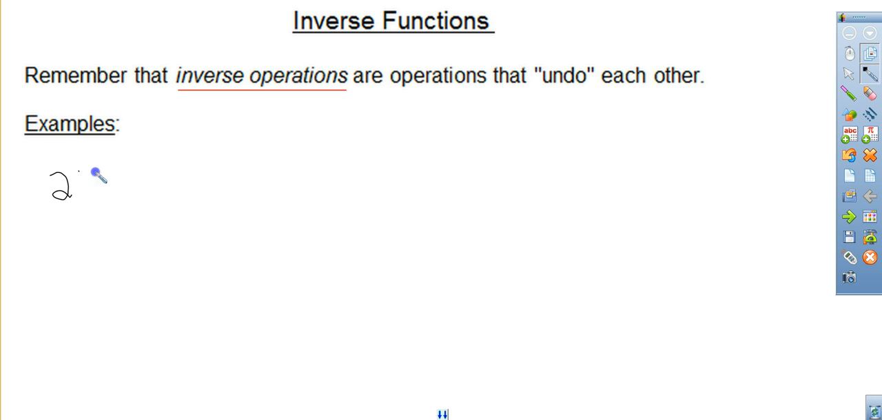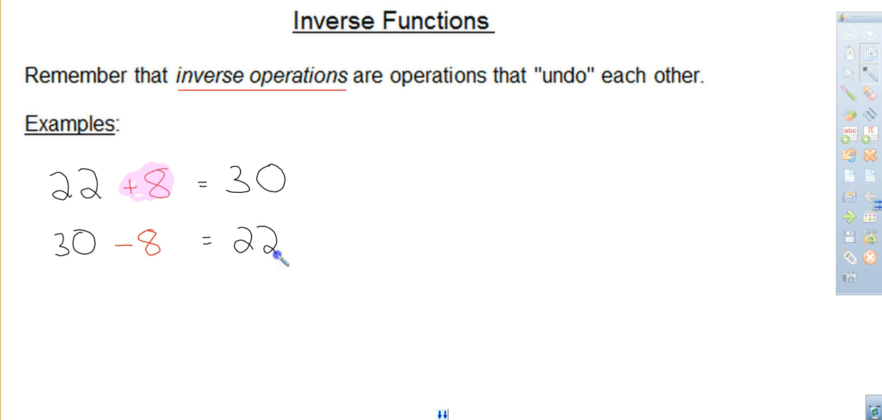So if I start with any number, let's say the number 22 is my lucky number. If I do an operation such as adding 8, I get some sort of result, which is 30. Now if I take that result of 30 and do the inverse of my operation, I should get what I started with. So the opposite or the inverse of adding 8 would be subtracting 8. So 30 minus 8, you see I get 22, which is exactly what I started with. So adding 8 and subtracting 8 are called inverses because they undo each other and you finish with what you started with.